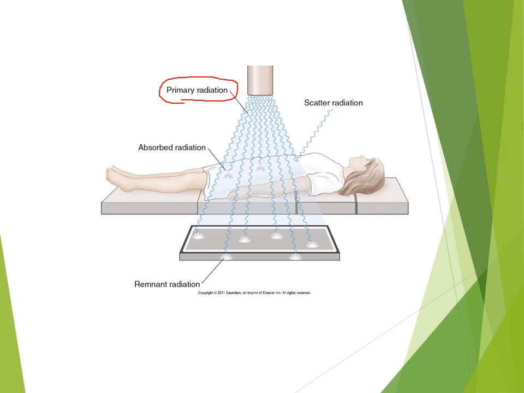Secondly, as we've talked about previously, we have the absorbed radiation, which is from the photoelectric interaction, where the X-ray photon is totally absorbed. We have scatter radiation, which the photon is partially absorbed and then emitted from the patient. And finally, we have what's called remnant or exit radiation, which is radiation that reaches the image receptor. And so those are just some terms that we want to look at.